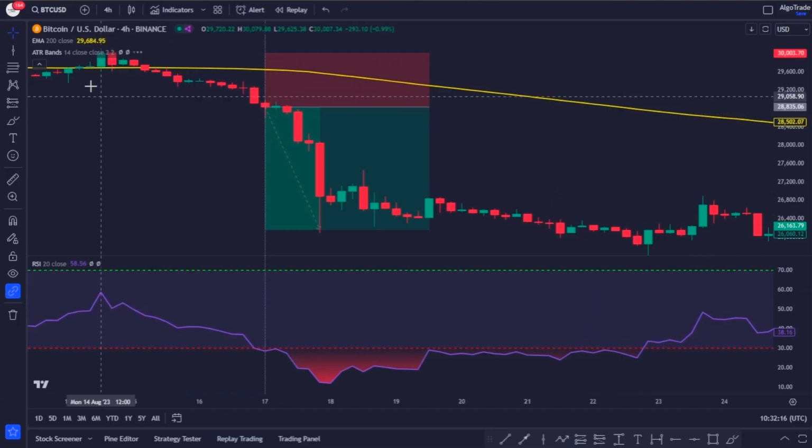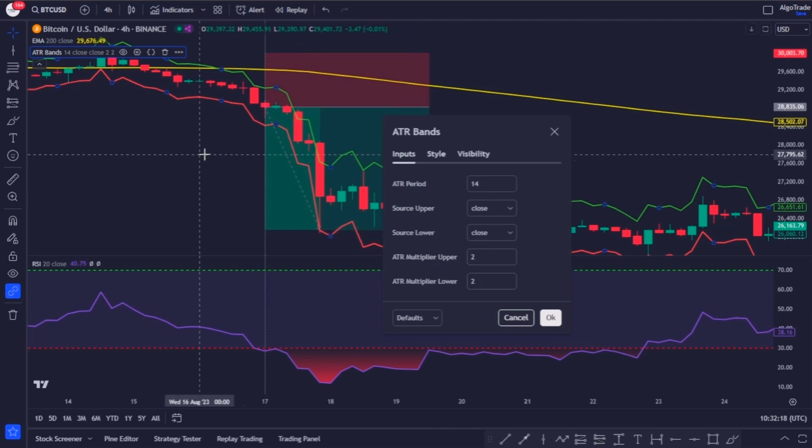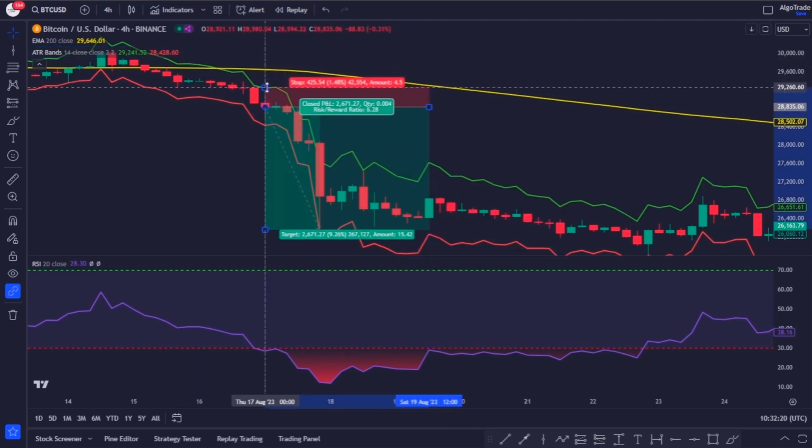For the risk management, I will insert the ATR bands indicator with a multiplier of 2, which will help us set our stop loss levels based on market volatility.